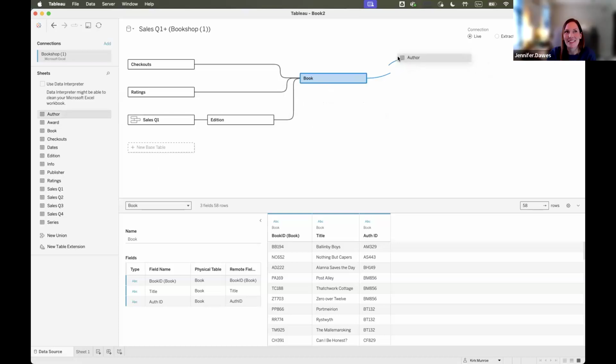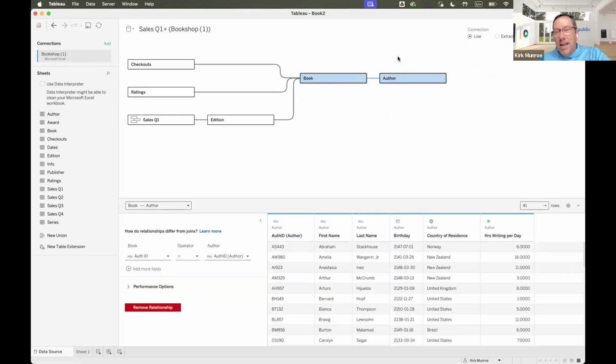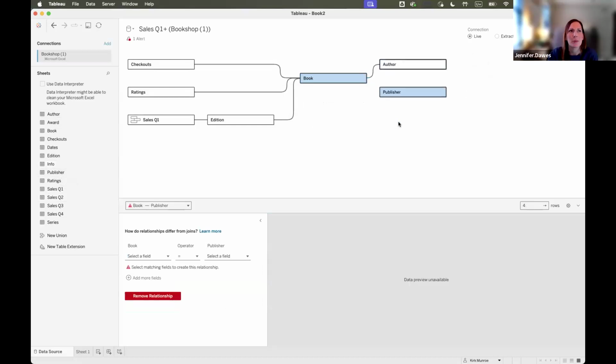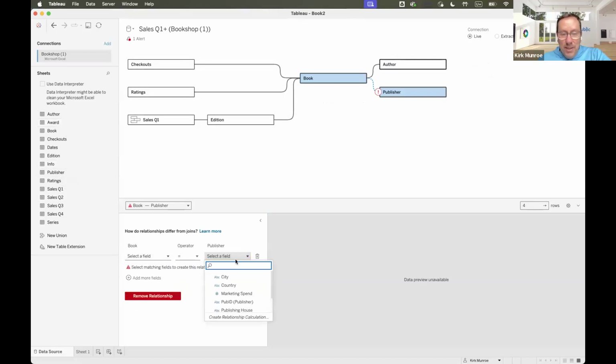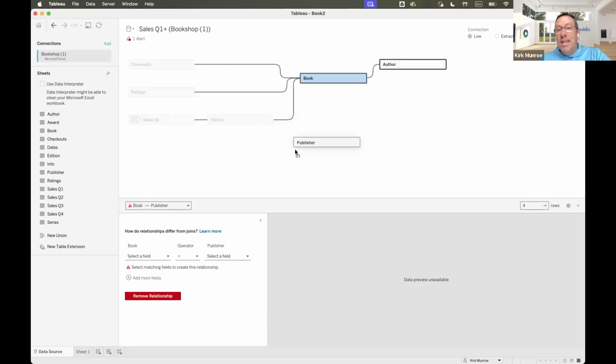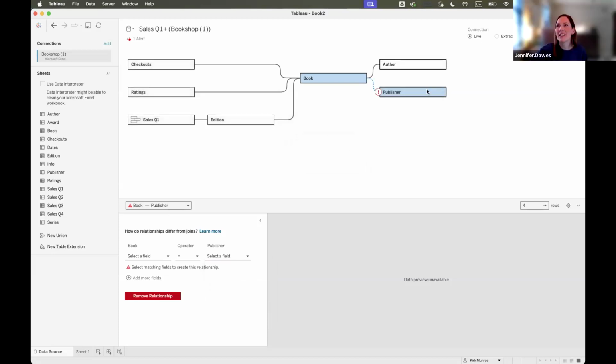Books have authors, which is the only place it makes sense to have an author. And then I can't remember what's in the info, but a book has a publisher. Oh, that's interesting. Let's see what's in here. It has a marketing pub ID. Maybe a publisher must be tied to an edition. Let me do publisher to edition.